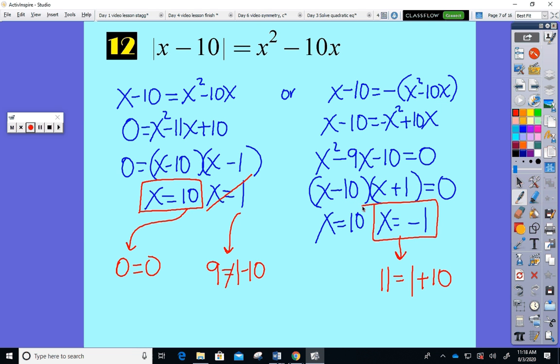But just make a note to yourself. These kind of beefed up absolute value problems can produce strange extraneous answers. I don't think you've done one like that before, have you? I think that should be kind of a new thing this year.